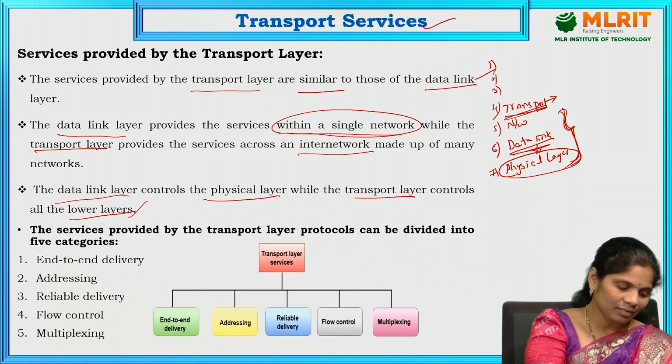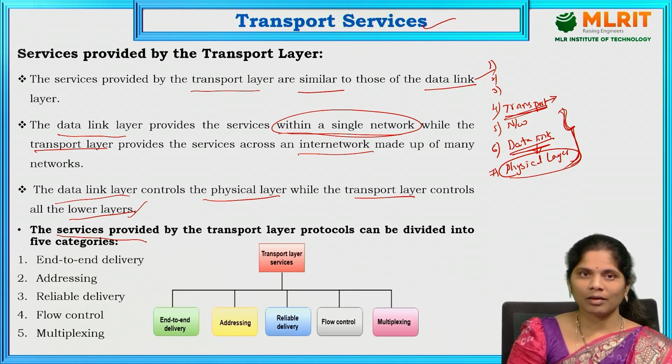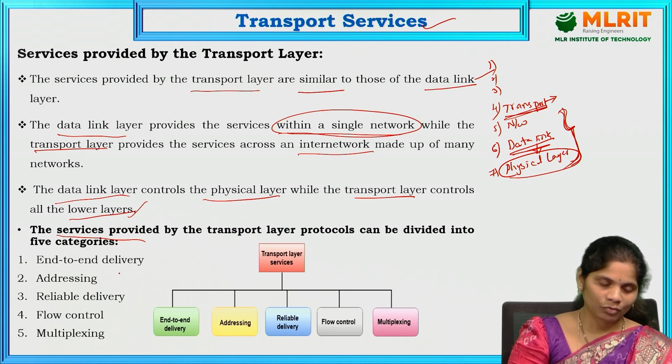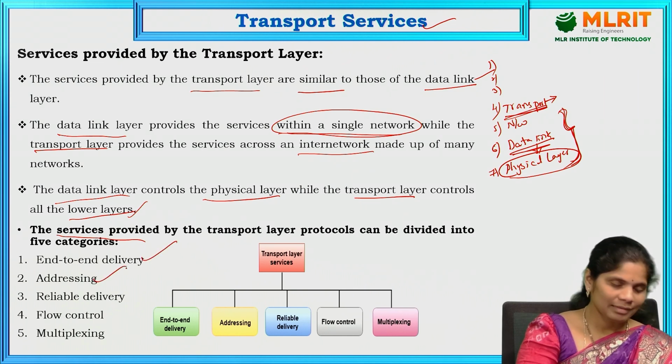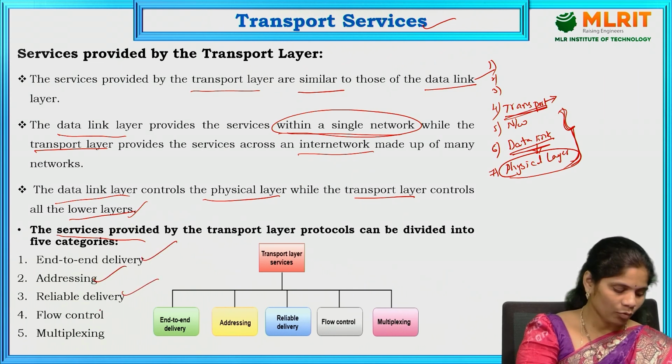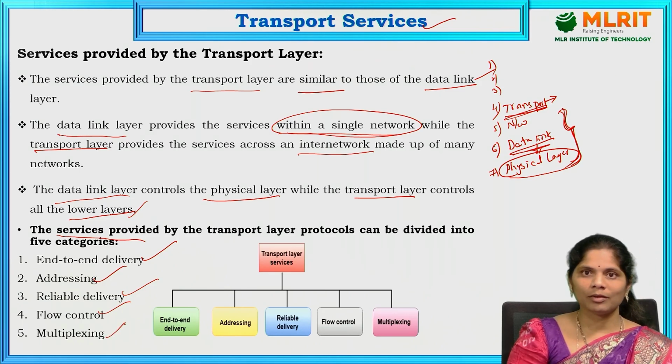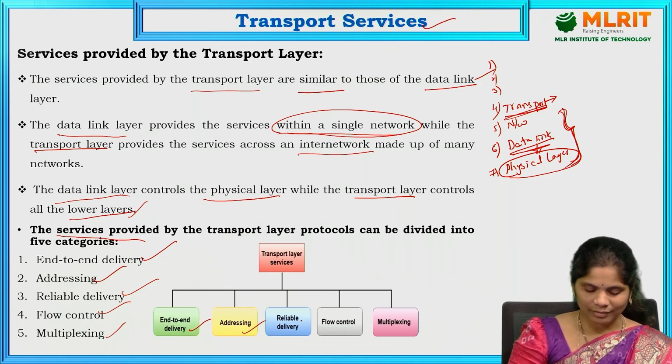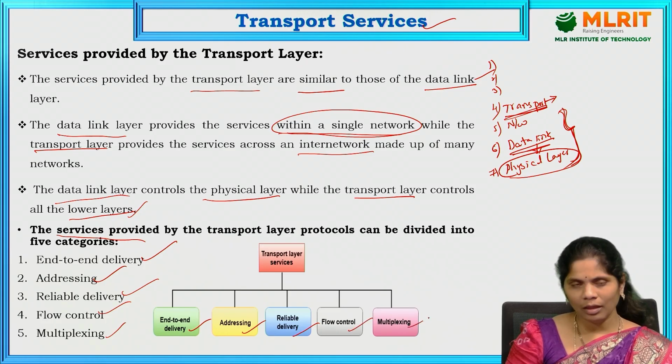The services provided by the transport layer are 5 services: end-to-end delivery, addressing, reliable delivery, flow control and multiplexing. These are the services provided by the transport layer. First we will discuss the services one by one.